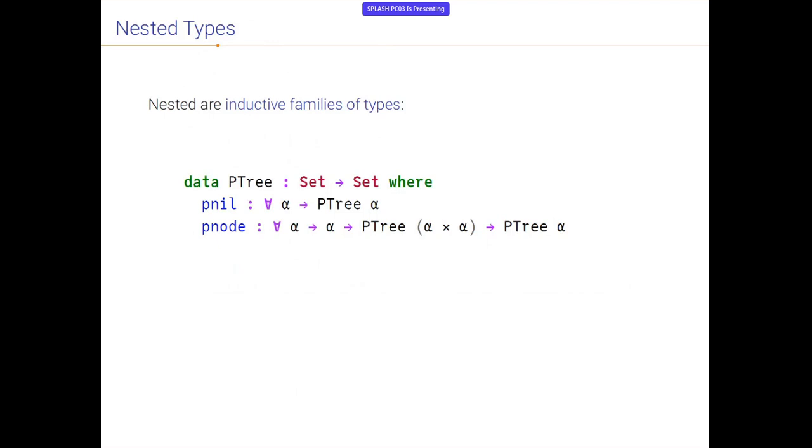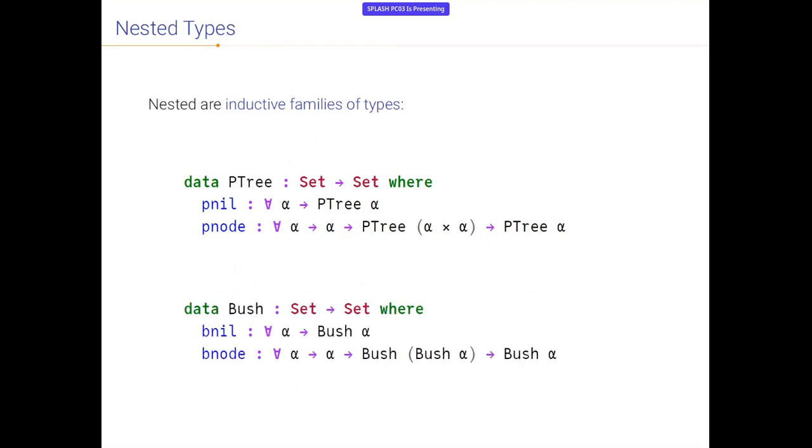A second example where we can take advantage of this change of instances, but in a more complicated fashion, is to look at what is called bush, where we also have empty bush for each alpha. And then if I have a label of type alpha and a bush at the instance bush alpha itself, then I can make a new bush of type alpha. So again, this instance here of bush is not alpha itself. It's a different instance, and in that case, it involves the type family which is being defined, being bush here.